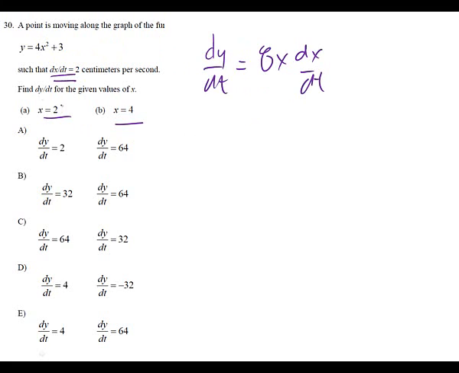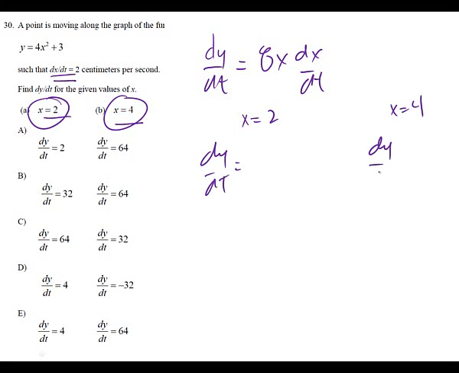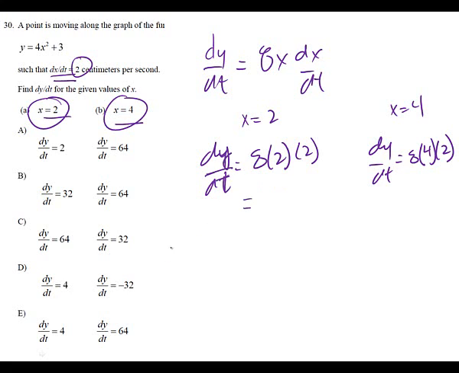All right, there were two cases. I had to check it for x equals 2 and for x equals 4. So dy/dt equals... I'm going to plug it in. I have 8 times the x value of 2, and my dx/dt is also 2. And then I've got 8 times 4, and my dx/dt is 2. It's dy/dt because look at what they want. They want me to do it with respect to time here.